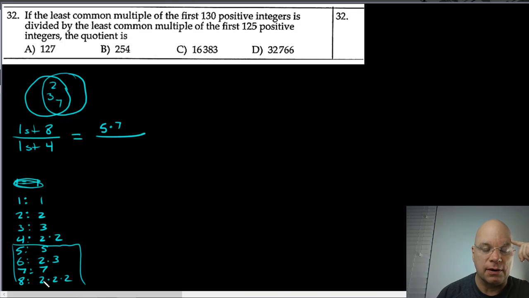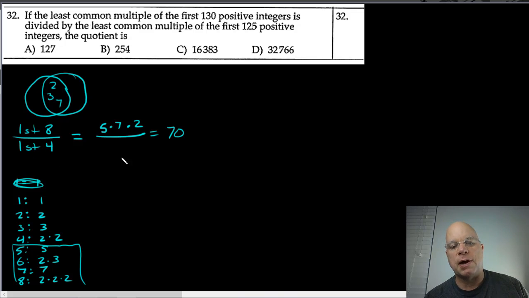The tricky thing here, and it also applies to the actual problem 32, is while there are 2's that have shown up in the first 4 positive integers, we haven't yet seen three 2's. And so there would be another 2 here that wouldn't factor out. So the quotient would be 5 times 7 is 35, times 2 is 70. So 70 would be the quotient of the least common multiple of the first 8 positive integers and the least common multiple of the first 4 positive integers.